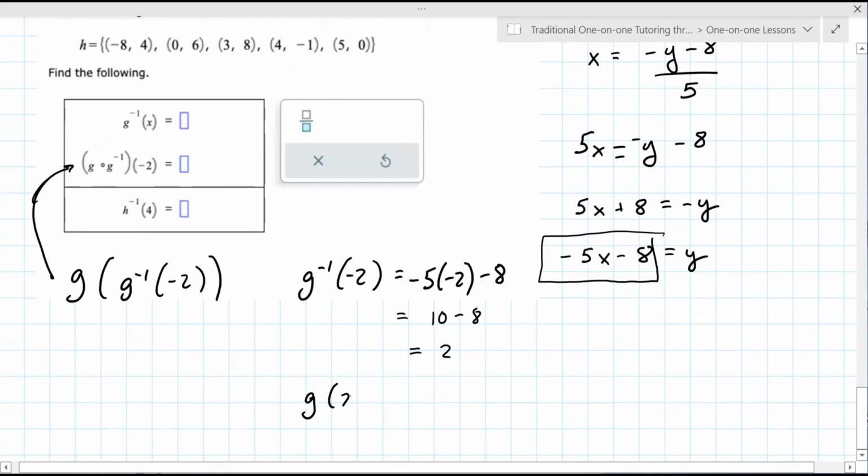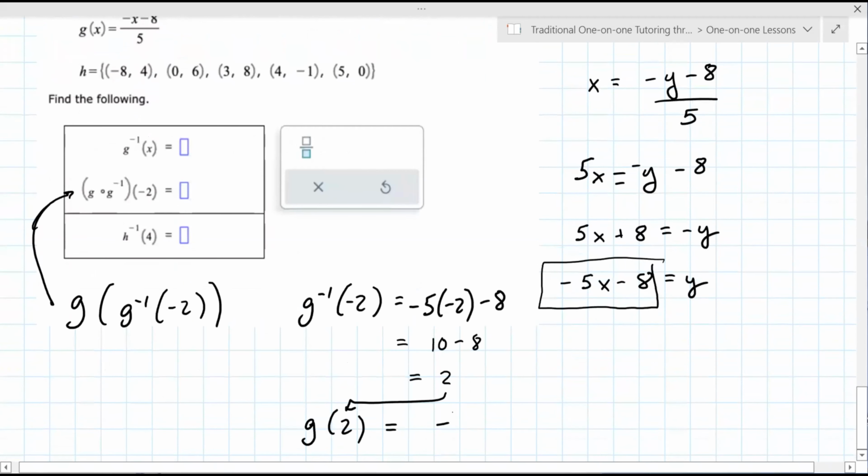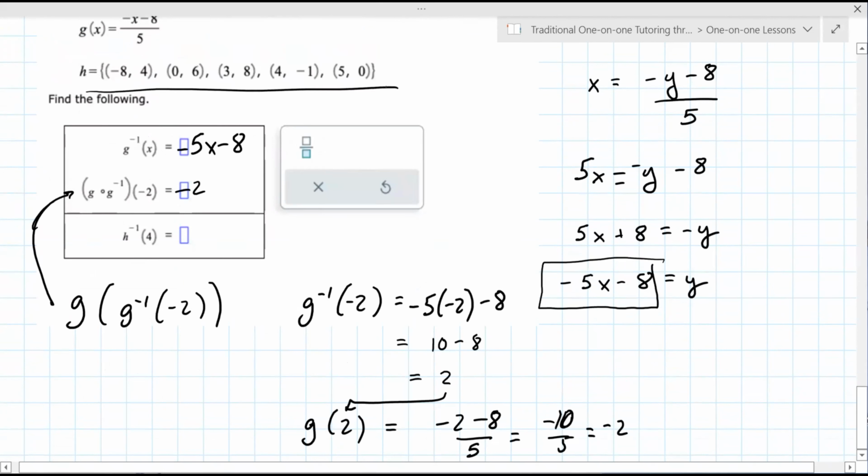And then you go back to g of 2, use that as the input. The output becomes the input. And you got minus 2 minus 8 over 5, which is minus 10 over 5, which is, wouldn't you know it, minus 2. So yes, you can for sure use that shortcut. How about the last one there? The last one there, the answer is -8. That's correct.